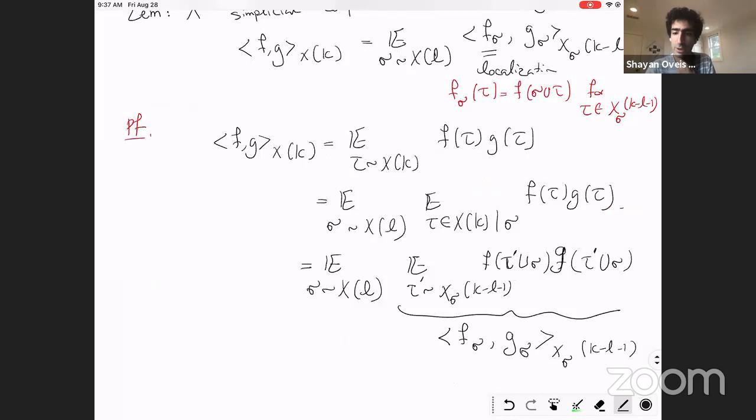Make sense? Any questions? So it's basically this law of averaging, right? It's a simple fact: going below or going above is the same. First you sample sigma, then you sample tau conditioned on sigma, which basically means that you sample tau from the link of sigma. That's it. That's all I'm saying.